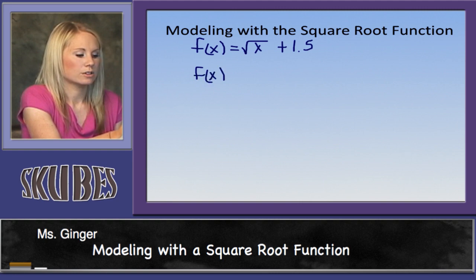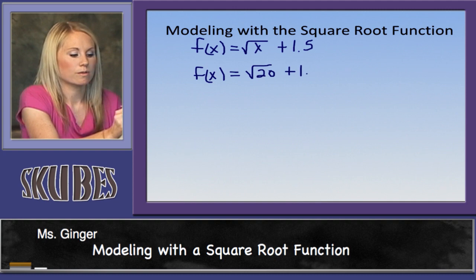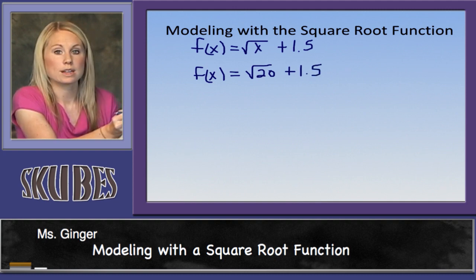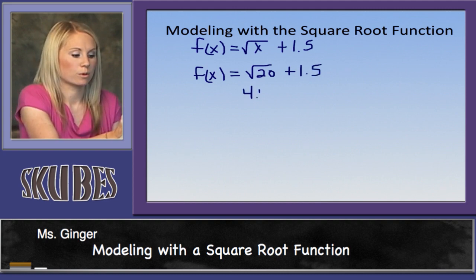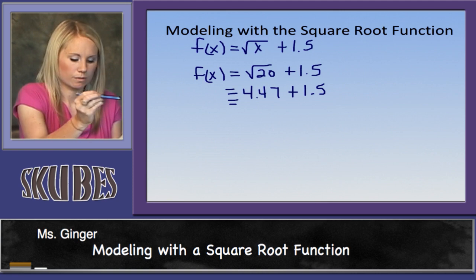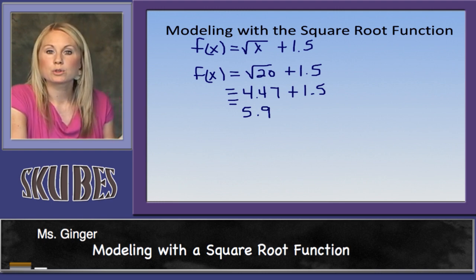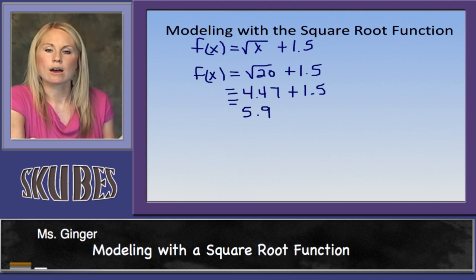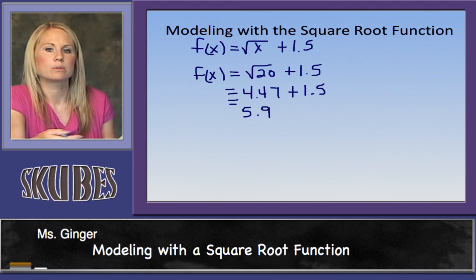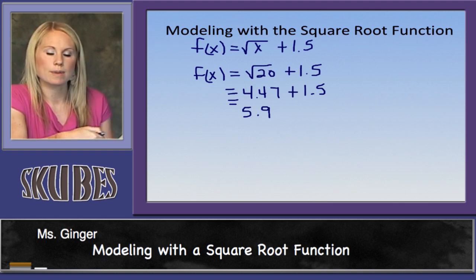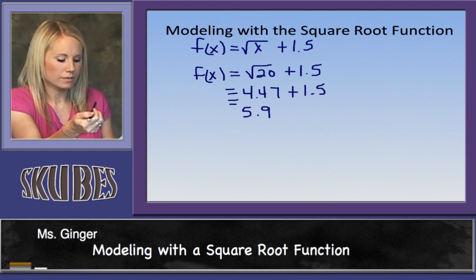So we're going to put that in here. f of x equals square root of 20 plus 1.5. Calculate it out. Square root of 20 is about 4.47. And when you add 1.5, we will get 5.9. Remember we said it could be between 5 and 6. That was the part out at 20 where we couldn't see, but we could see that it was leveling off. So that's pretty good. It matches up algebraically.